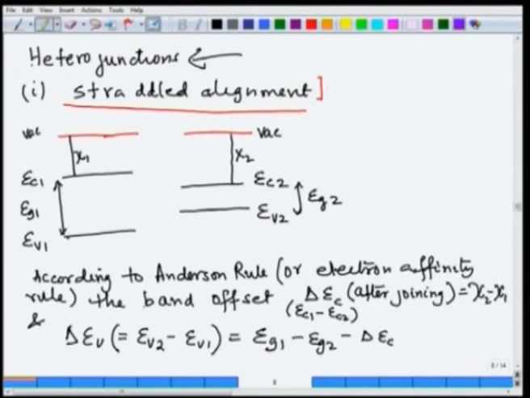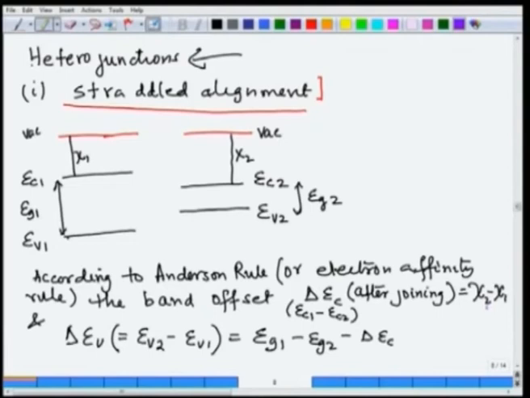What do these rules say? They say that the band offset, delta EC, after you join them, will be equal to psi 2 minus psi 1. That means when you join them, what is the band offset right now? What is the value of EC1 minus EC2? Clearly that is psi 2 minus psi 1 when they are not joined yet. And the point being made is that after you join them, it remains the same.